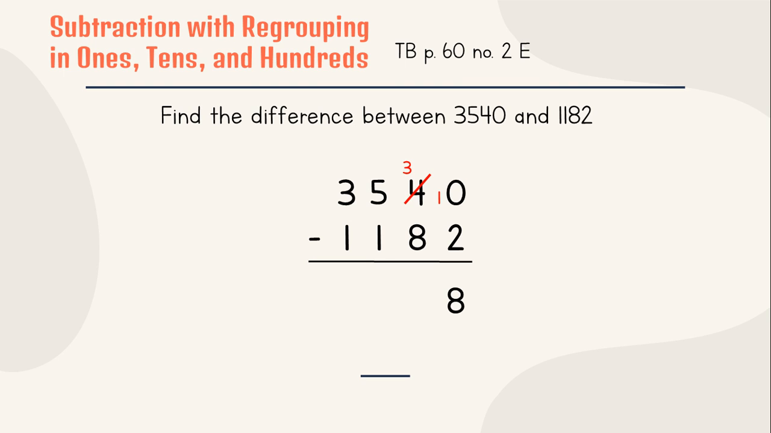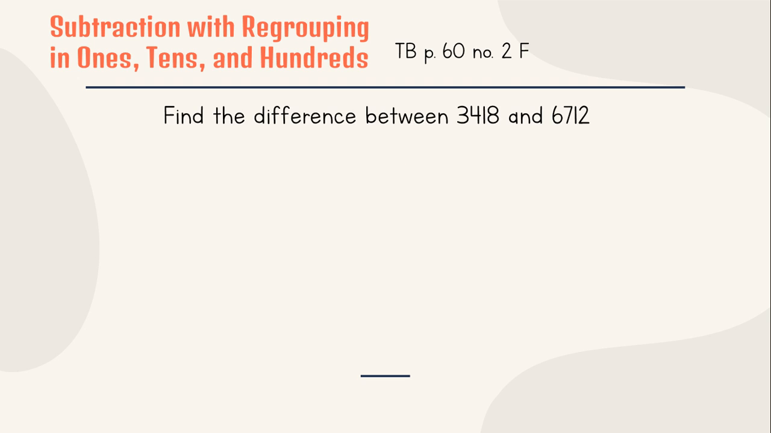3 minus 8 can or not? Cannot. That's why we gotta borrow 100 from 500. So 103/10 or 13/10 minus 8/10 equals 5/10. 400 minus 100 equals 300, and 3,000 minus 1,000 equals 2,000. So the answer is 2,358.